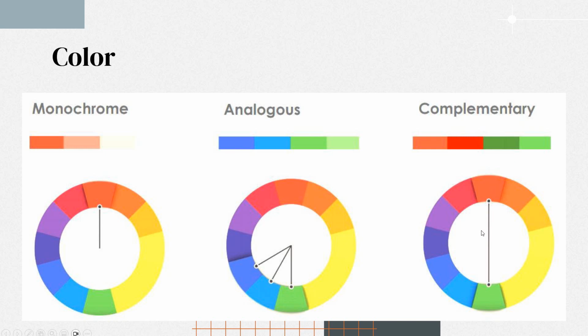Complementary: the colors that are set facing each other. So any colors that are facing each other, we call it a complementary color. Even the shades of the same color would be considered complementary. You can see that we've got these two shades of orange with any two shades of green. Also complementary, we could choose violet and yellow. So any two colors that sit facing each other on the color wheel, we call a complementary color.